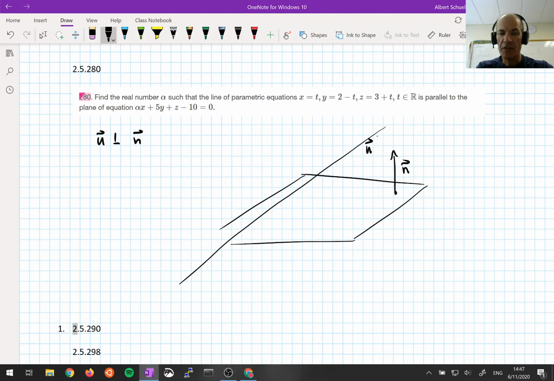Remember, we have a test for this. What we need is u dot n to equal 0. Okay, let's try that. Let's figure out the direction of the line. u is the direction of the line, and we can get that by taking the coefficients of the parameter: 1, -1, 1. And n is the direction of the plane, and we can get that by taking the coefficients of x, y, and z: alpha, 5, and 1.